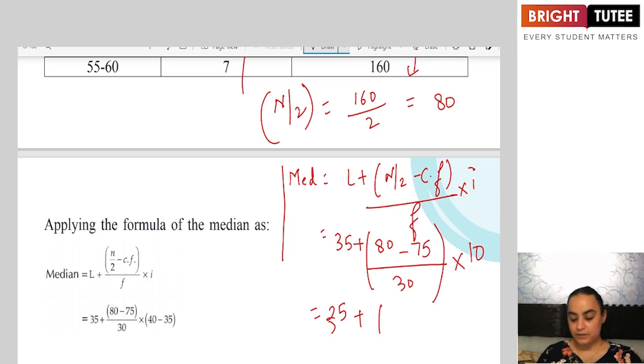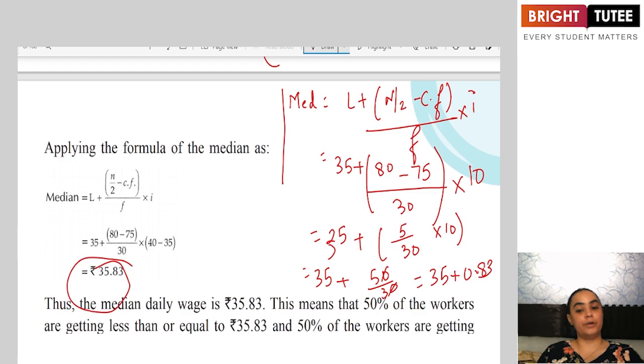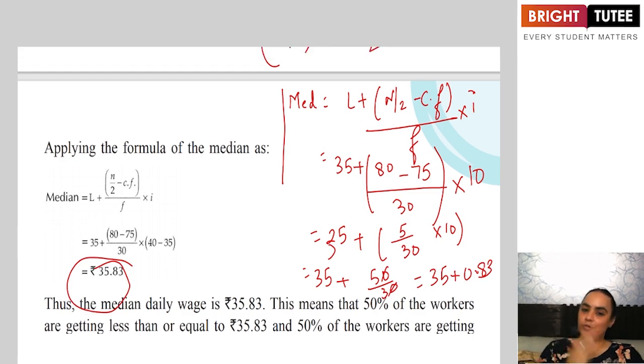Now let us simplify this data. 80 minus 75 is 5, divided by 30, into 10. Moving further, 35 plus 50 divided by 30. We get 35 plus 0.83. So my answer is 35.83.